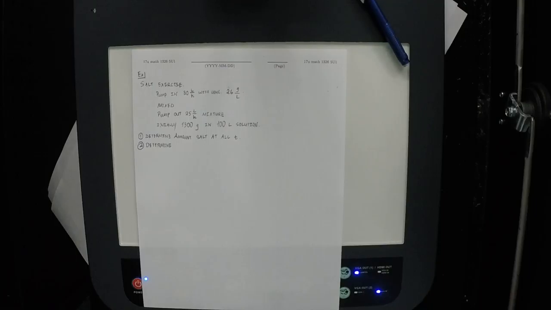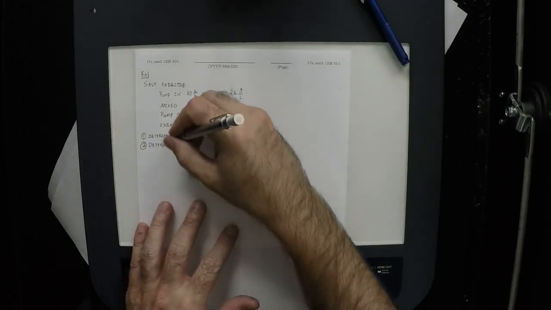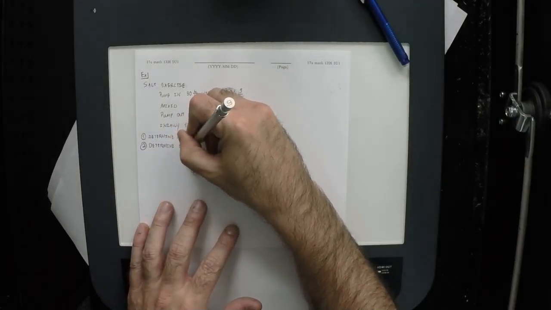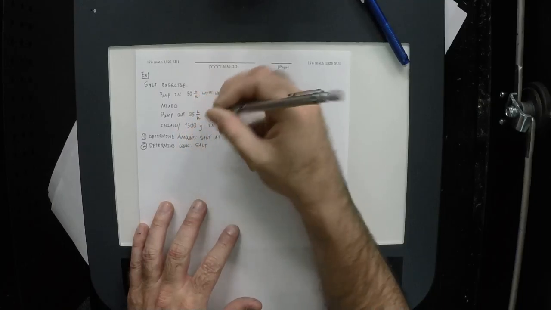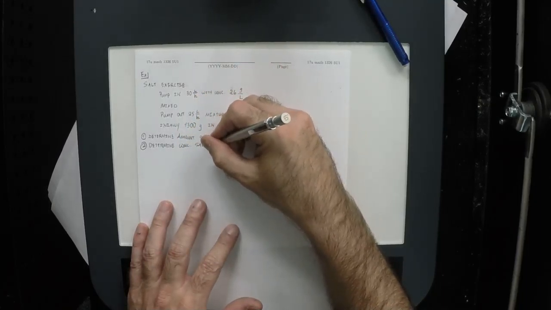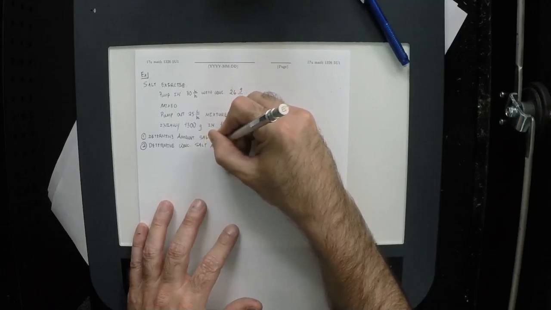This is a math problem. So how much salt is in there then? Also an infinite amount. So the amount of salt that goes into the container over an infinite period of time is an infinite amount. So it doesn't make any sense for me to ask, determine the amount of salt after an infinite amount of time. I'm going to ask a different question. Determine the concentration of the salt after a very long time.